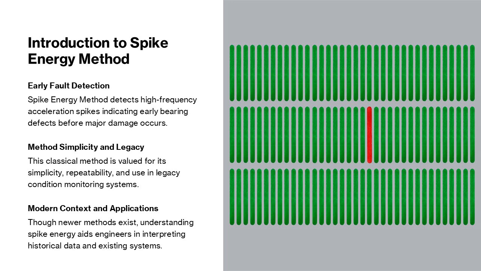dominate overall vibration levels. From an engineering perspective, the method is valued for its simplicity, repeatability, and ability to provide an early warning indicator of mechanical degradation. It has been implemented in many legacy condition monitoring systems and is still referenced today as a foundational concept in vibration analysis. Although modern techniques such as envelope analysis and spectral kurtosis have largely superseded it, understanding spike energy remains important for engineers working with existing systems or interpreting historical data.